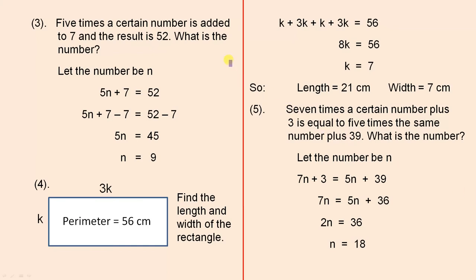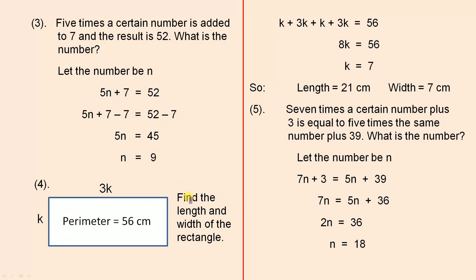Number 3. 5 times a certain number is added to 7, and the result is 52. What is the number? Let the number be n. So 5 times n plus 7 equals 52. That's what the problem tells us. Subtract 7 from both sides. Simplify to get 5n equals 45. Divide both sides by 5. That gives us n equals 9.